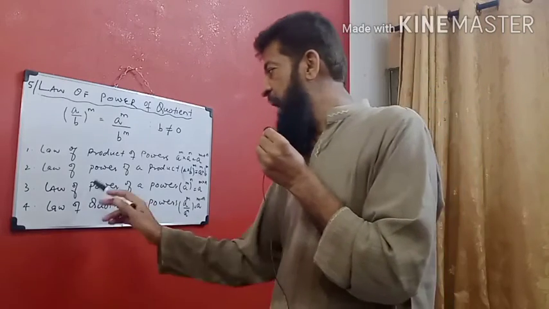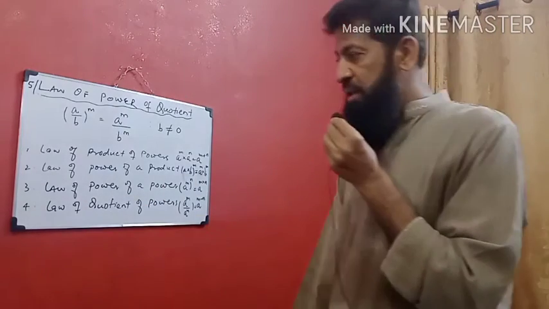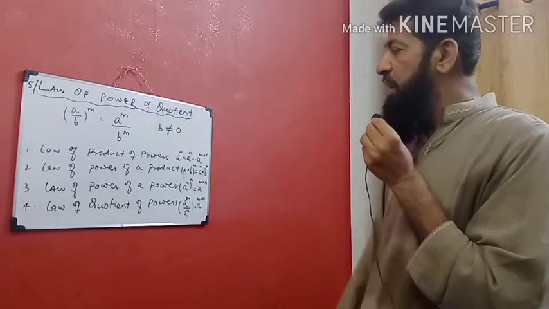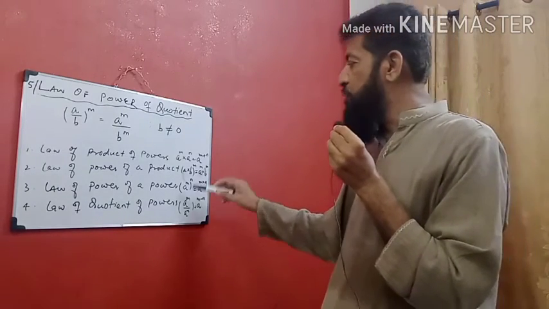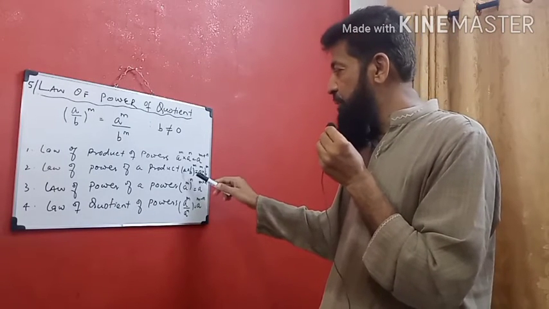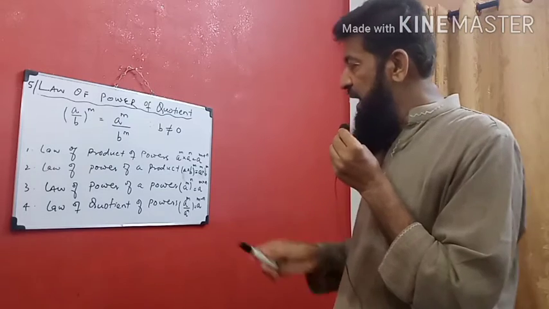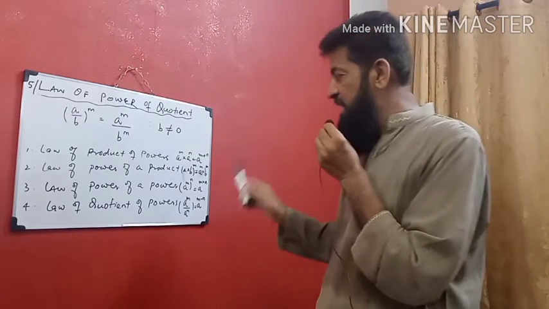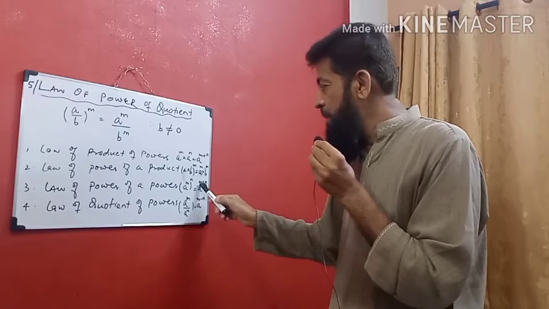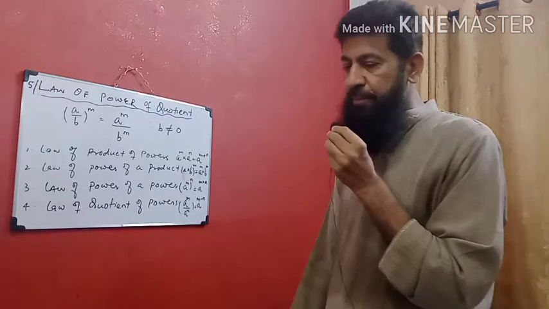Law of power of a power. This is the third law, in which a base has two powers, that means a raised to power m raised to power n. In this case, we always multiply the powers: a raised to power m multiplied by n.